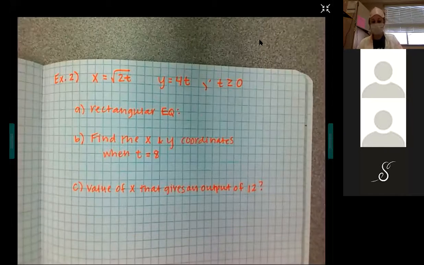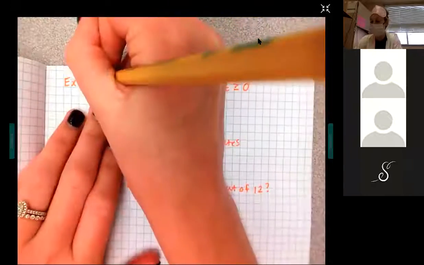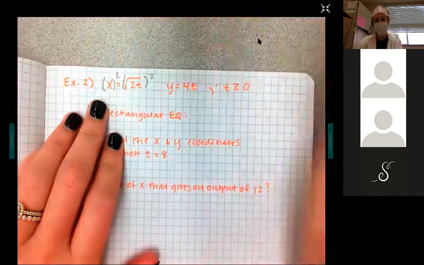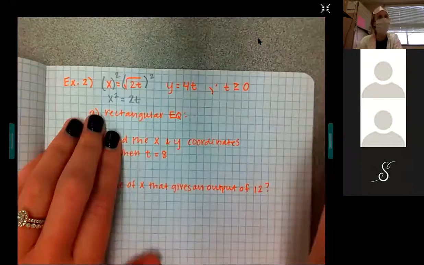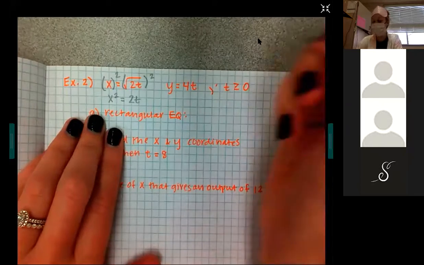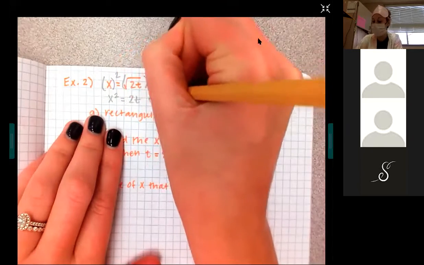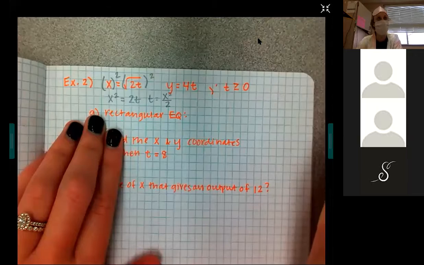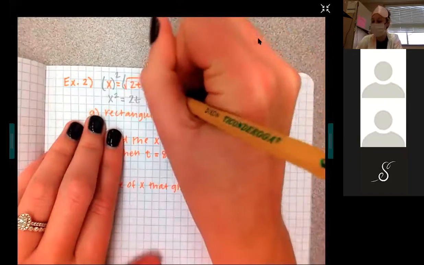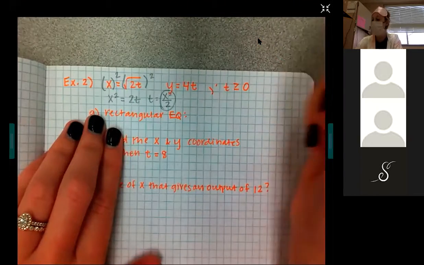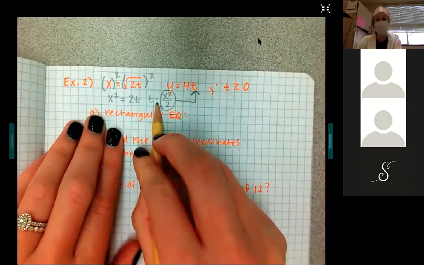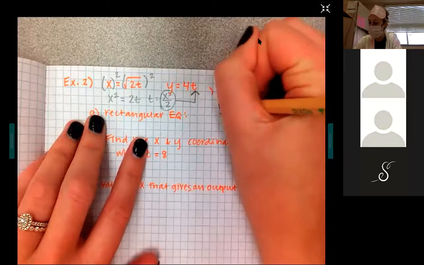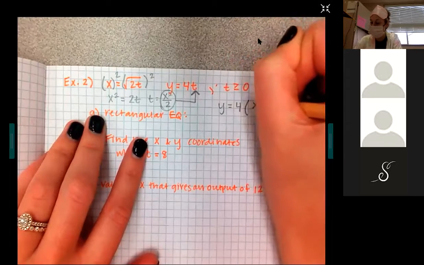All right. Did we square both sides of the x equation? Hello? Yes? Great. So x squared equals 2t. And then what did you do? Divide by 2. So did everybody get t equals x squared over 2? Okay, that means we can go put this x squared over 2 where? Into the y function for t, because it says t equals, right? So my y equation would be y equals 4 times x squared over 2.